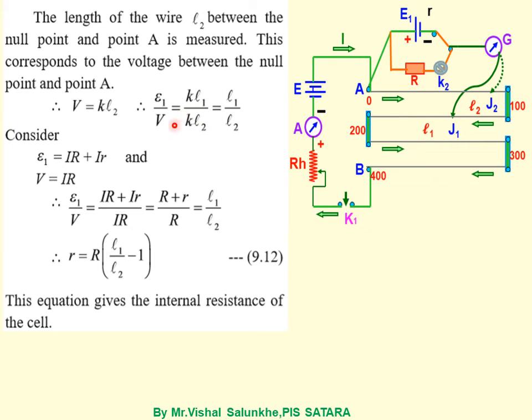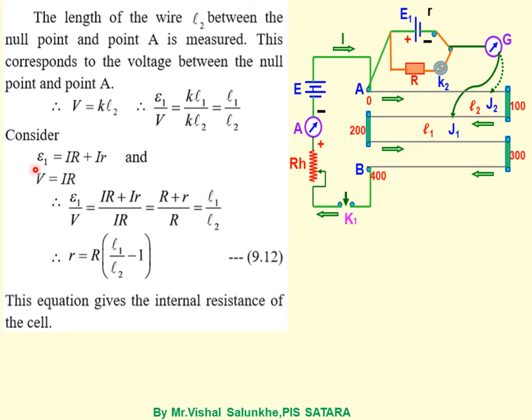Here what we have done is equation 1 divided by equation 2. So K will get cancelled, and we get E1 upon V is equal to L1 by L2. Understood? So the next point is very important.